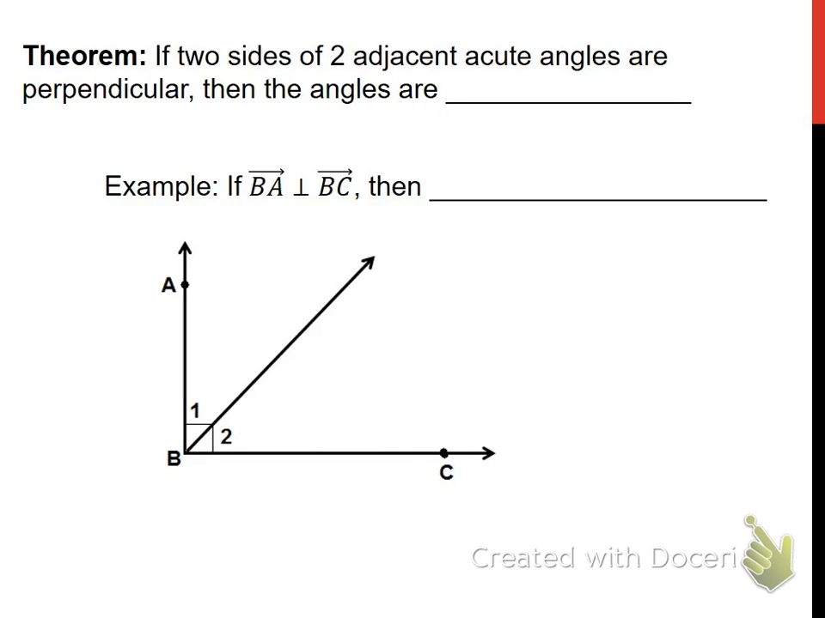Another theorem. If two sides of two adjacent acute angles are perpendicular, then the angles are, well, let's think about it. So, this diagram shows it to us. We know that we've got two adjacent acute angles. So, angle 1 and angle 2, they're next to each other, they're acute. And we know that the sides that are non-adjacent, BA and BC, are perpendicular because of that right angle box. So what do we know about those two angles?